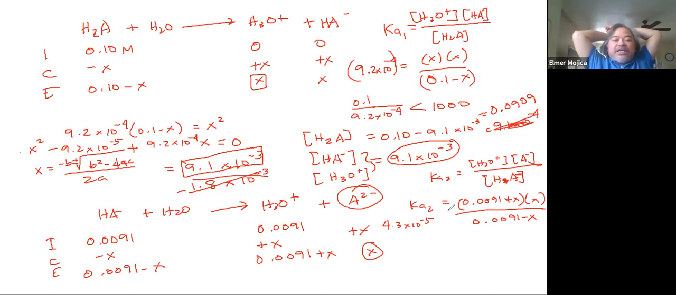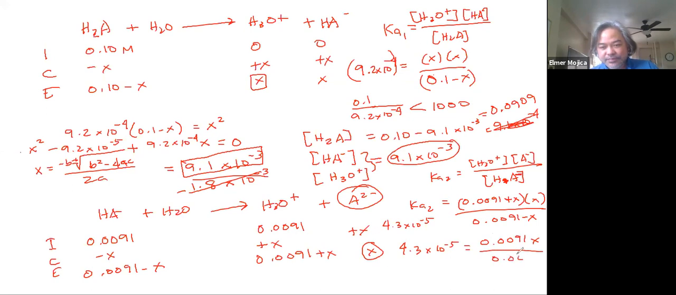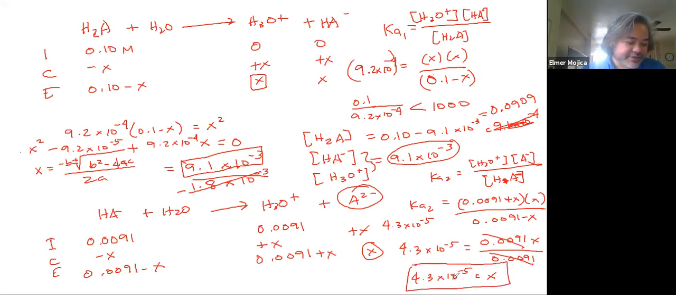So what can we say about the plus X and minus X? Can we make an assumption that the plus X and the minus X here will just be equal to 0.0091? If we do that, then X is 4.3 times 10 to the negative 5. And your X there, that is your tartrate.